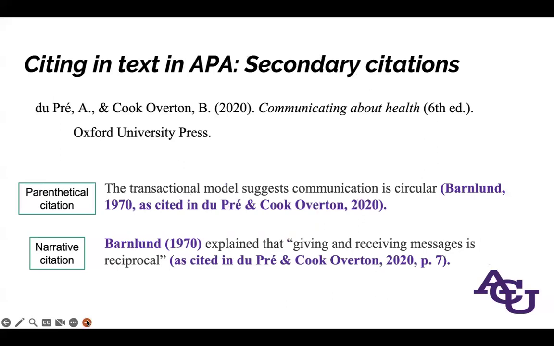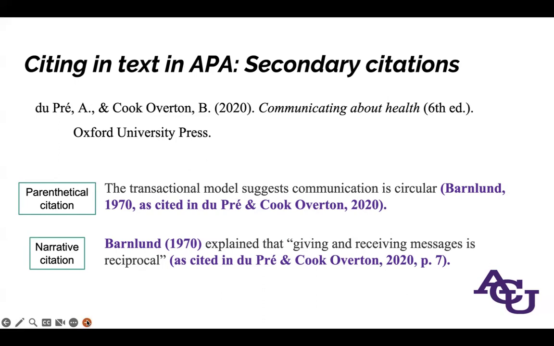Now, Dupre and Cook Overton is a textbook. So as you're reading that textbook, you're probably going to notice that Dupre and Cook Overton have cited a lot of other authors. If you'd like to cite an idea from one of the authors that they've cited, so for instance, pretend Dupre and Cook Overton cited Barnland regarding the transactional model of communication. In this case, you can use the formatting for what we call secondary citation.